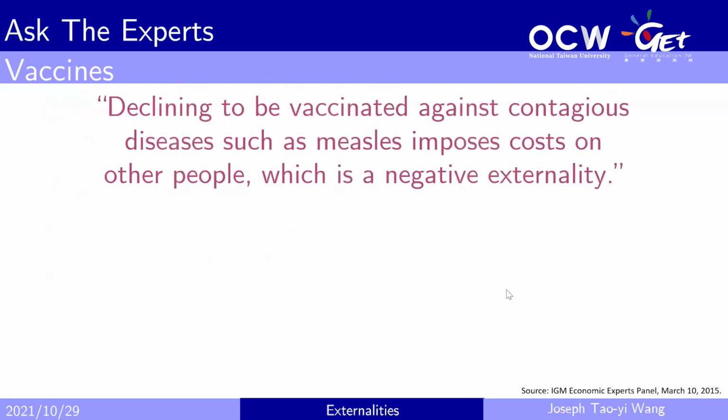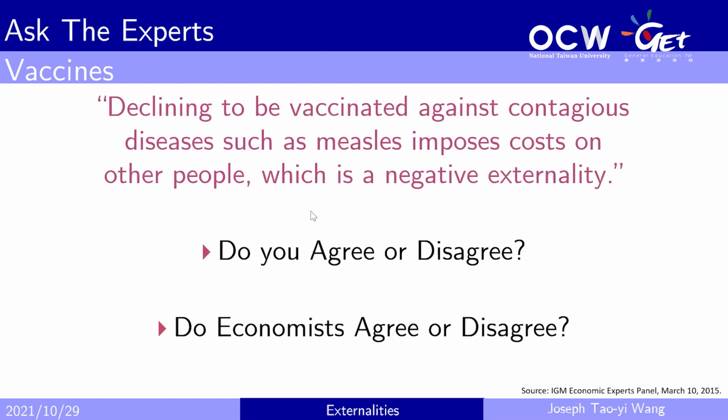Vaccines. Oh, I love this. Okay, so declining to be vaccinated against contagious disease such as measles impose costs on other people, which is a negative externality. So do you agree or disagree? And do you think economists agree or disagree?